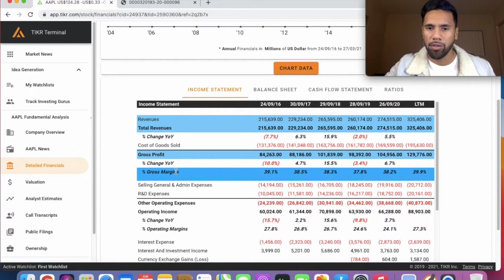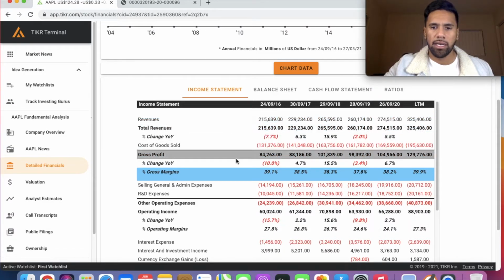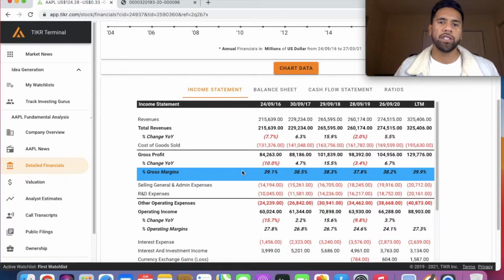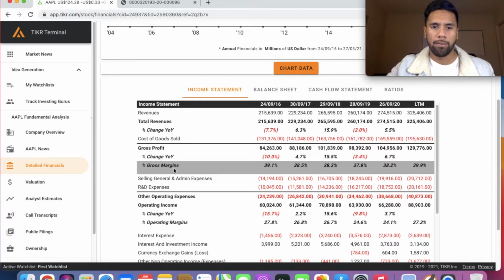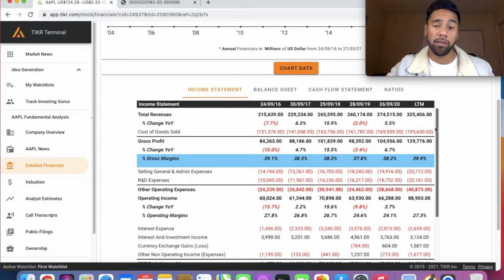For most companies, I personally like to see over 10% gross margins. But this is where your understanding of the company and the industry it's in comes into play, because there are industries with single-digit gross margins because they're so capital intensive. But for a company like Apple, because they sell a lot of software and also products, you see here they have really healthy gross margins. Ideally, for me as a benchmark, I like to see it above 10%.